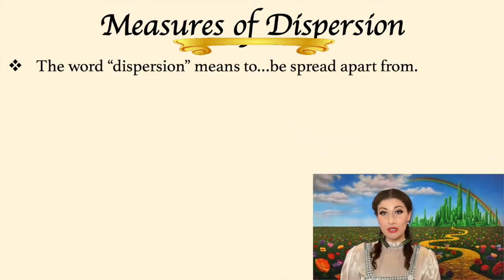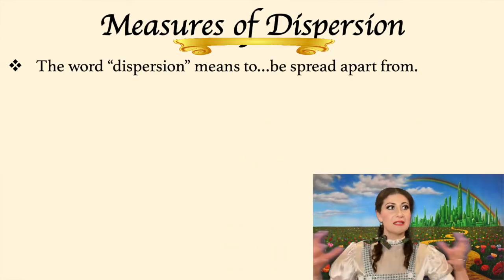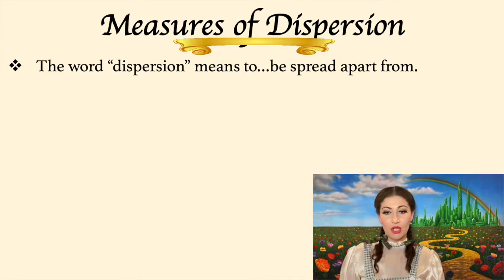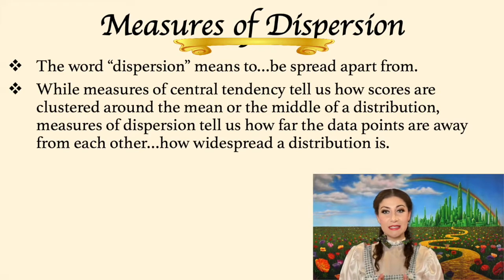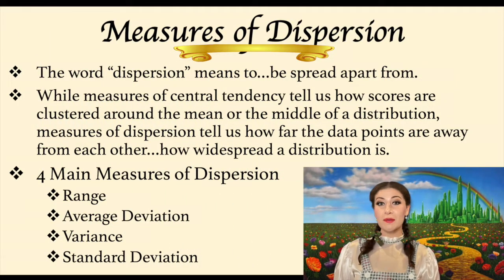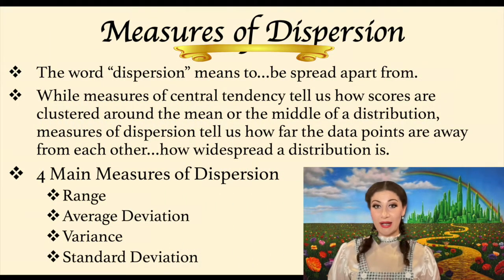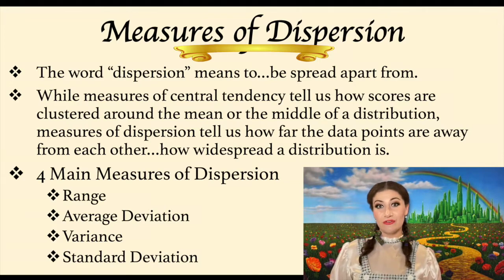The word dispersion means to be spread apart from. So while measures of central tendency tell us how scores are clustered around the mean or the middle of a distribution, measures of dispersion tell us how far apart the data points are from each other. In other words, how widespread the distribution is. We have four main measures of dispersion: range, average deviation, variance, and standard deviation. Let's take a look at each one of these in more depth.